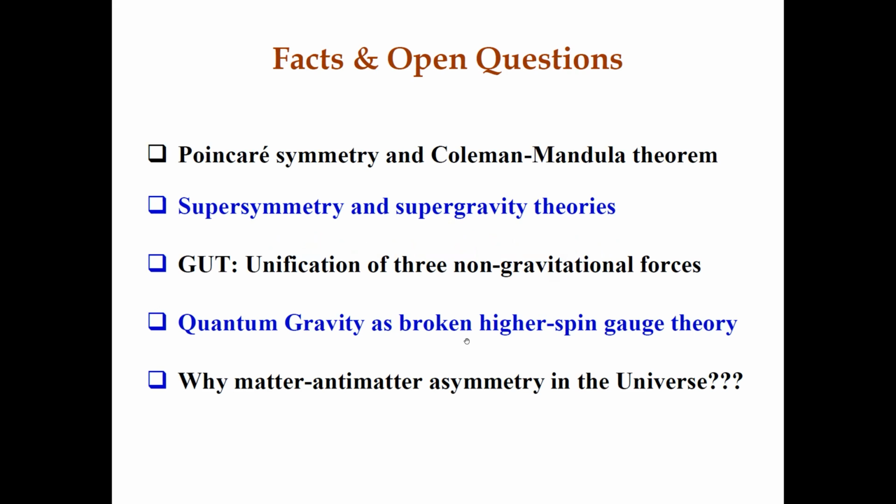There is a theorem called the Coleman-Mandula theorem that if you look at a symmetry of particle physics, you cannot have more than Poincare symmetry, where the larger symmetry is a superset of Poincare. Namely, Poincare symmetry cannot be a subset of a larger symmetry under certain assumptions. This is called the Coleman-Mandula theorem, and there is a loophole in this theorem. Namely, it does not work for supersymmetry.